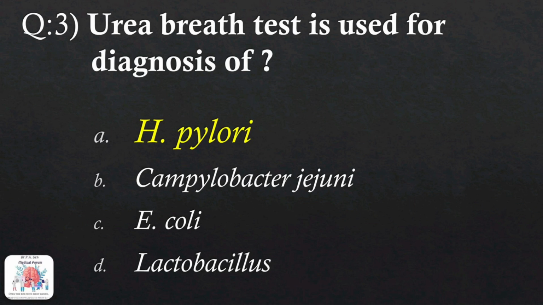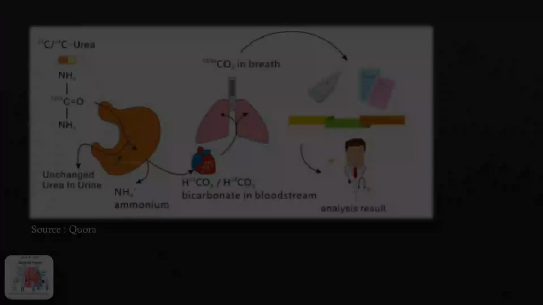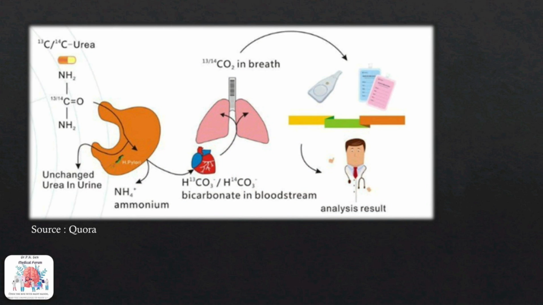pylori, or Helicobacter pylori. The urea breath test is a rapid diagnostic procedure which is used to identify infections caused by Helicobacter pylori. The test is based upon the ability of H. pylori to produce an enzyme which is known as urease, which converts urea to ammonia and carbon dioxide. Please look at your screen and I'll explain to you the principle of urea breath test.